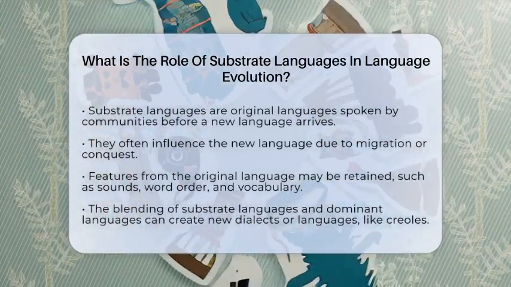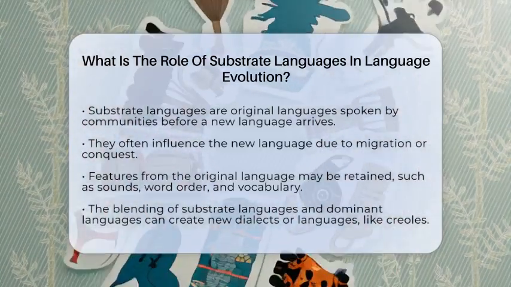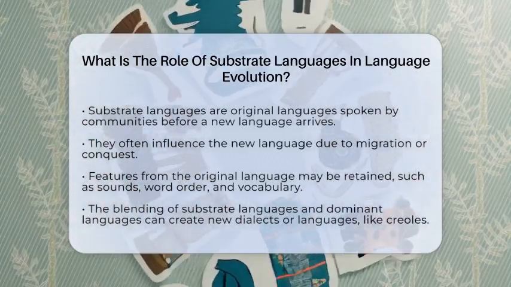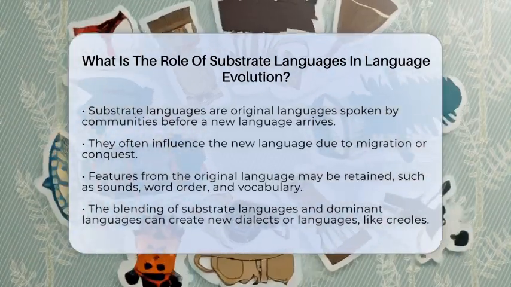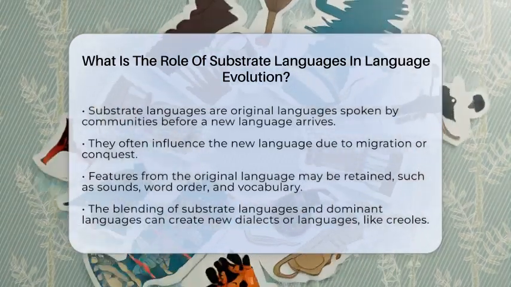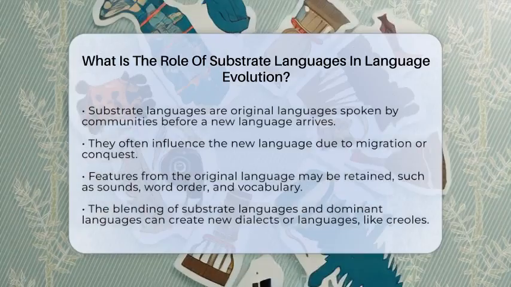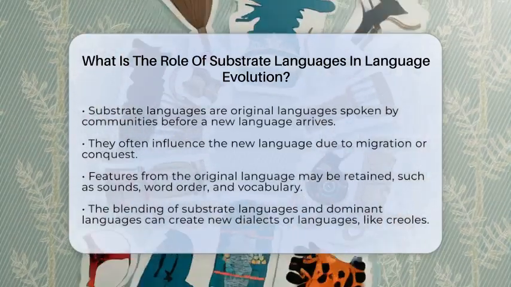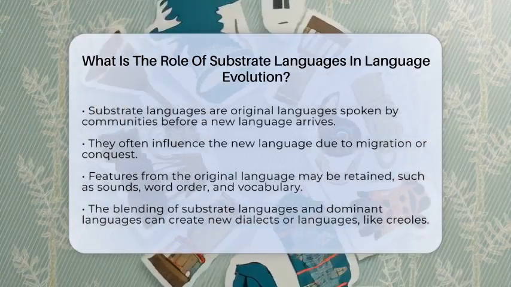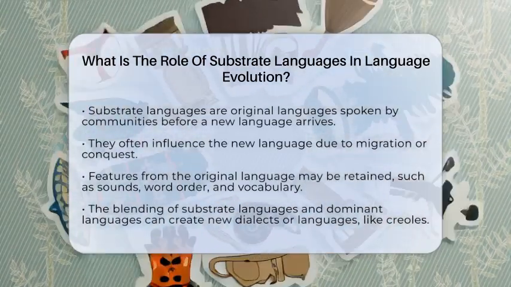Substrate languages are the original languages spoken by a community before a new language arrives, often due to migration or conquest. These languages leave their mark on the new language, shaping its development in various ways. When speakers of one language shift to another, they often retain features from their original language. This can include sounds, word order, and even vocabulary.